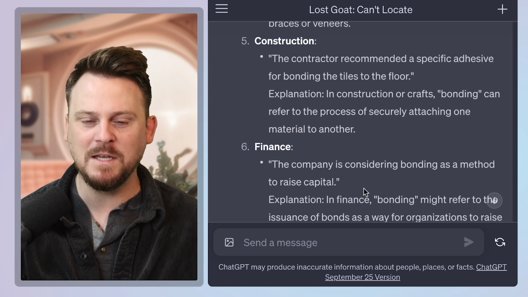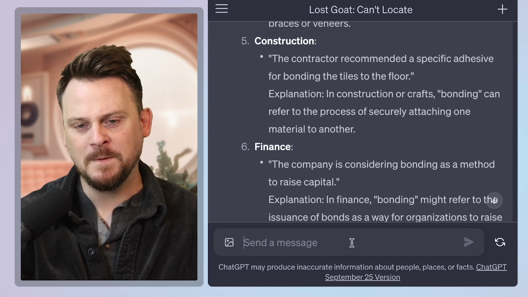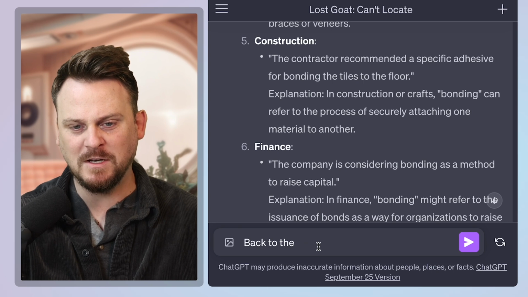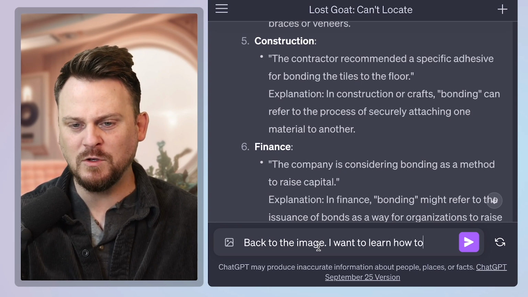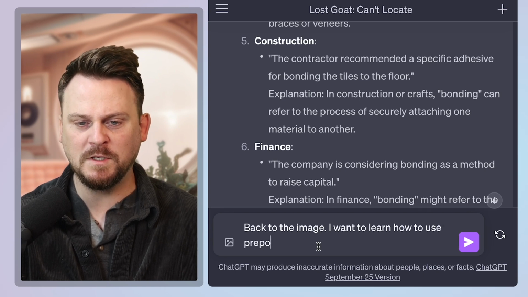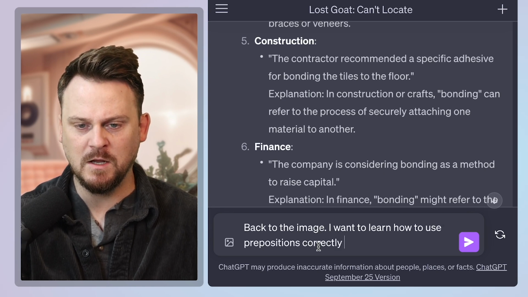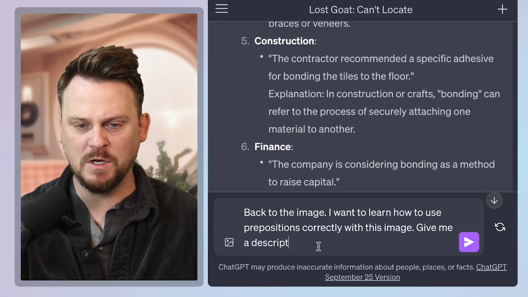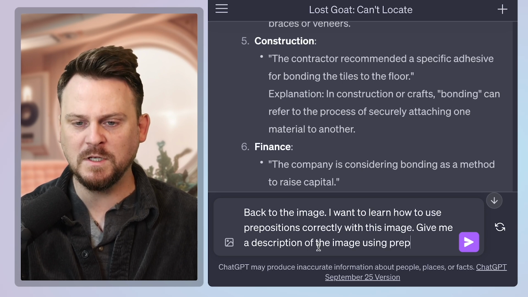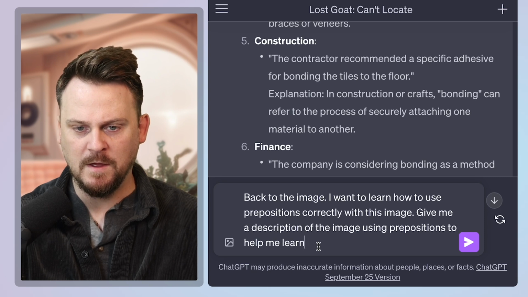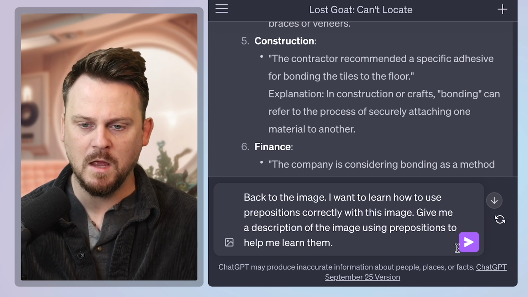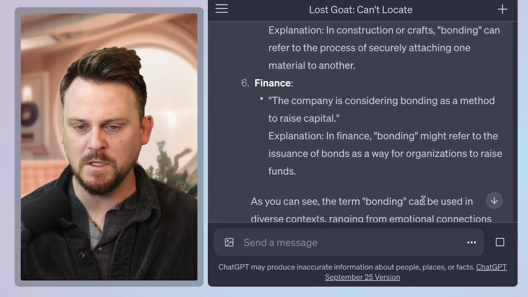Okay, but now I want to go back to the image. Okay, let's get back to the goat yoga, right? Back to the image. Let's just say, I want to learn how to use prepositions correctly with this image. Give me a description of the image using prepositions to help me learn them. That's a pretty rough request, but there's a simple way to come up with it.